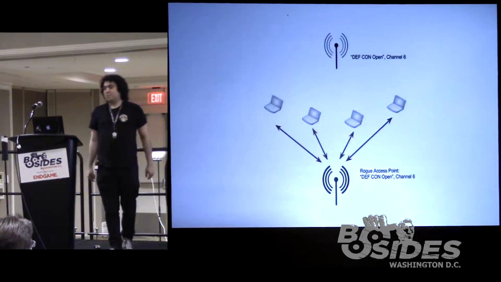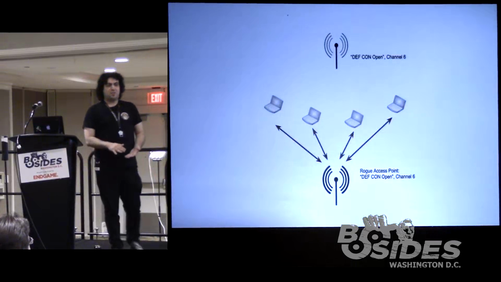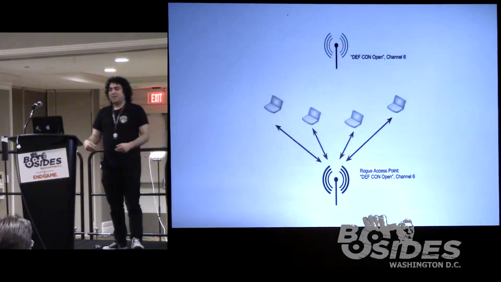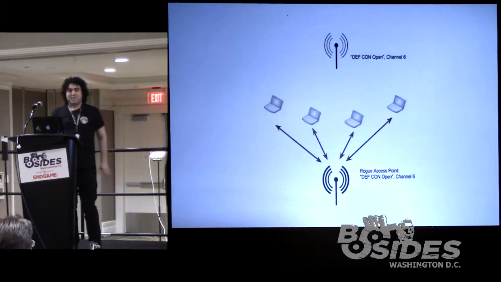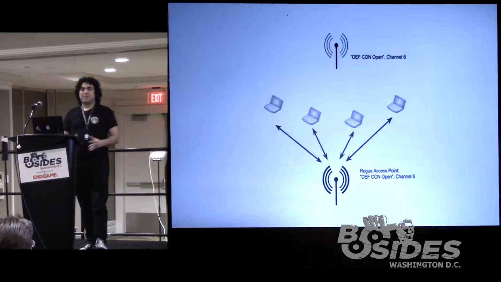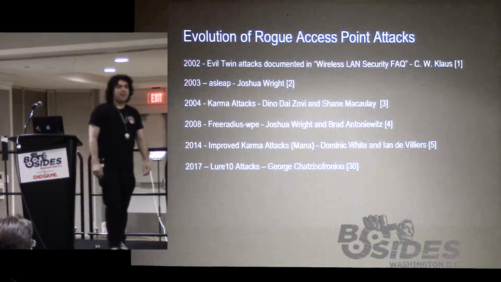Well, the truth is that they wouldn't be able to. And as long as you're able to provide a better signal-to-noise ratio, that is, your signal strength is better than the other one, these devices will actually drop their connections and associate with you. So that's the fundamental rogue access point attack that pretty much everything else is based off of or expands off of.